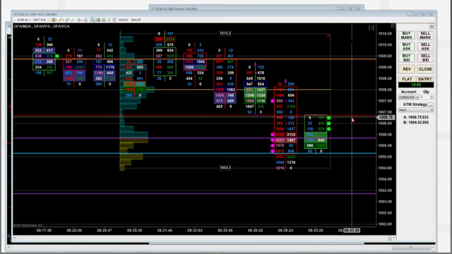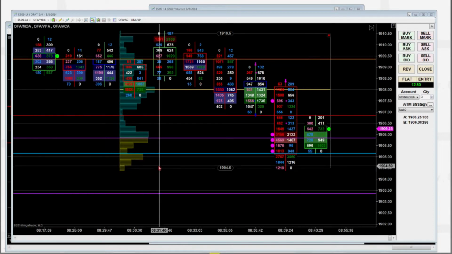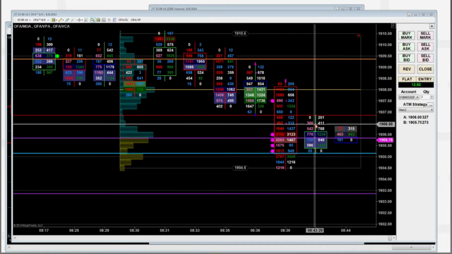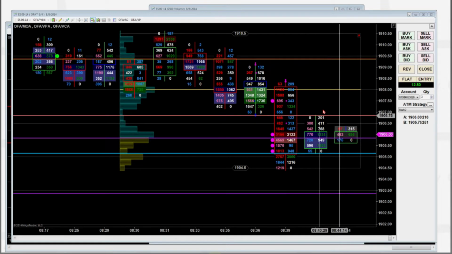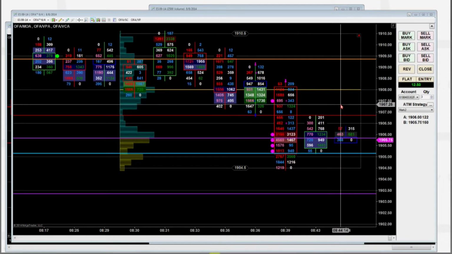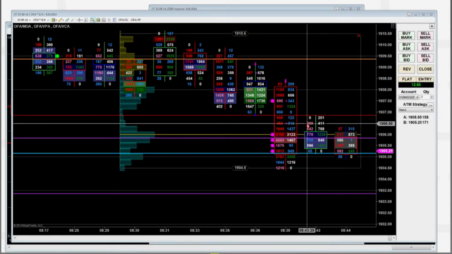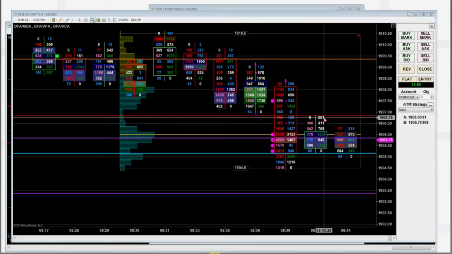Okay, we're coming back up to this level. I was looking for a little bit more strength and relative weakness in the offer, strength at the bid. And you can see how that came back up. There was some strength back at the bid here. I was looking for a little bit more weakness at the offer.